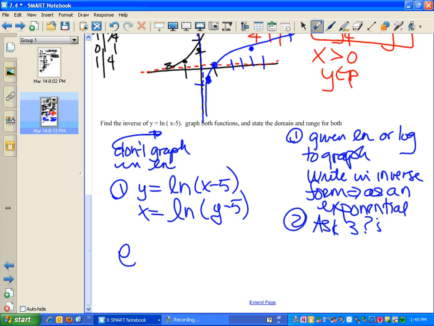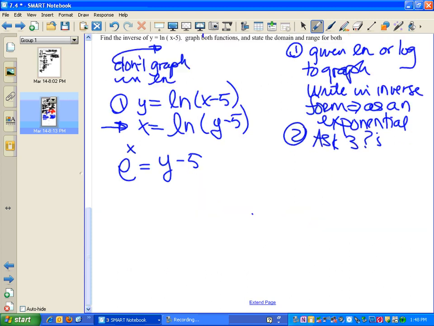And then my second question is, what's my exponent? Where's my exponent found if it's written in logarithmic form? X. And what is my answer supposed to be? And so now we're going to finish solving for y, and we're going to say e to the x plus 5 equals y. Now it's the inverse, right? So we're going to put that -1 there.